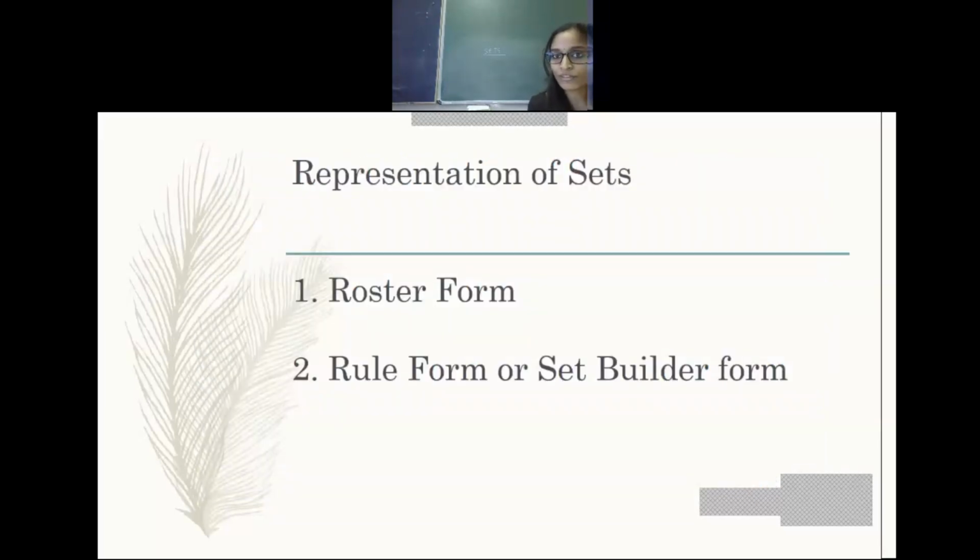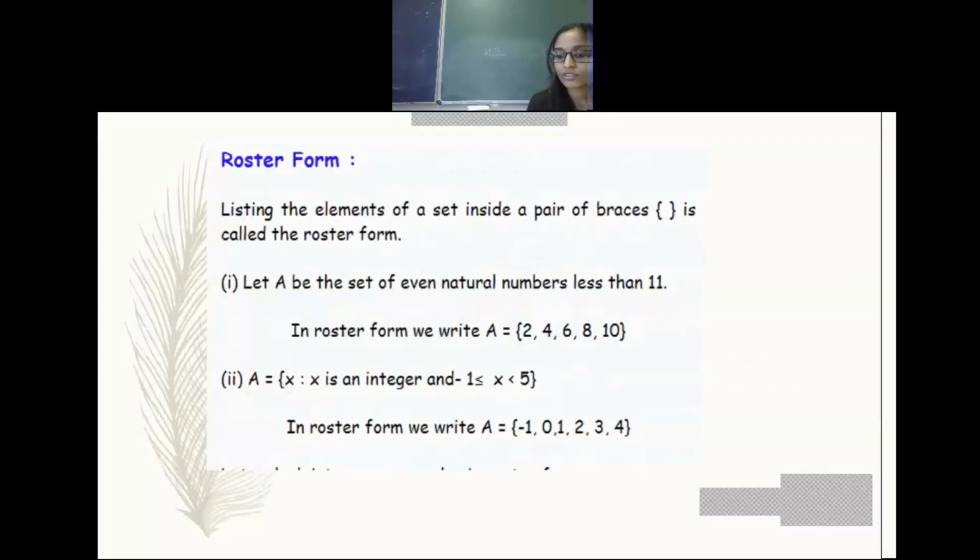There are 2 types of representations of a set. One is roster form, the other one is rule form or set builder form. In roster form, the elements of a set are written in a pair of braces. That is, we will be listing down each and every element of the set. If I ask you, what are the even numbers that come between 1 and 10? We obviously will say 2, 4, 6, 8 and 10, isn't it? We are listing down the elements here.